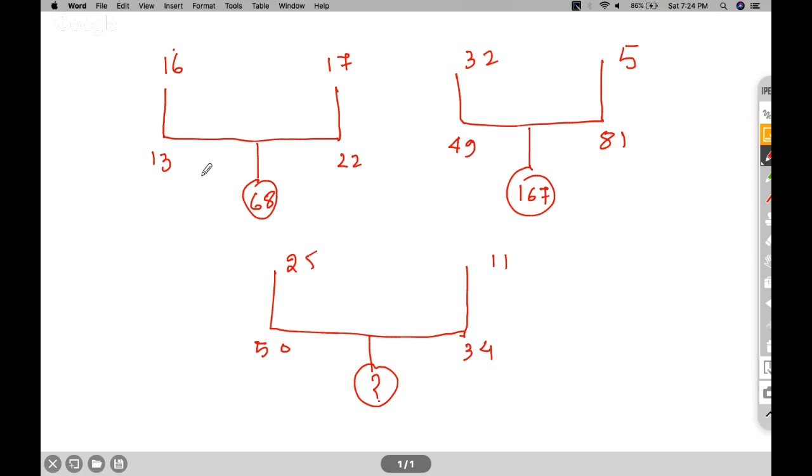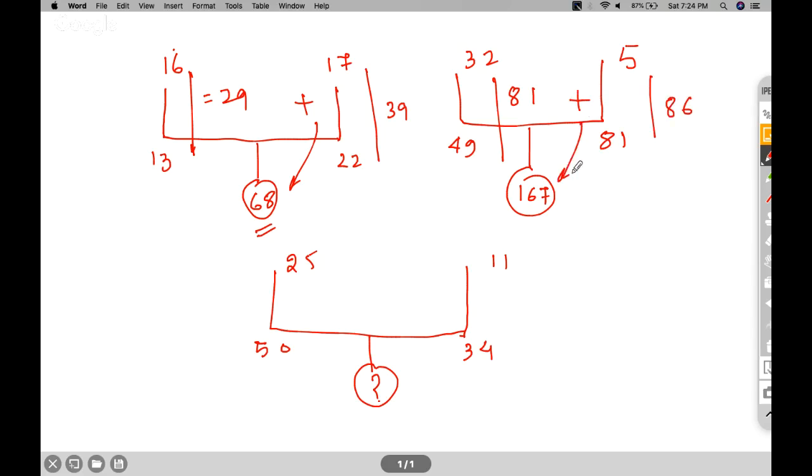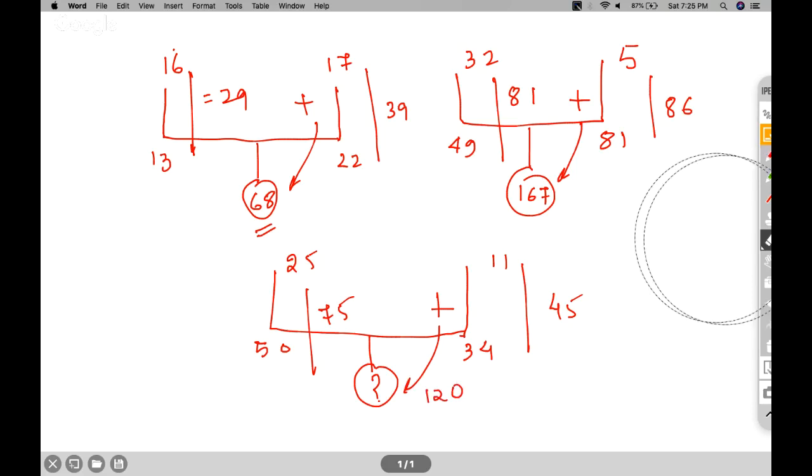Batao. What is it? If you look at 68, you add all the numbers. You add this, how much you get? You get 29. You add this, how much you get? 39. 39 plus 29 is 68. Then you add this, how much you get? 81. Then you add this, how much you get? 86. You add this, you get 167. It means that whatever numbers are written, addition of that has been written in the circle. So I'll add this, it will give me 75, and I add this, it will give me 45. Now 75 plus 45 gives me 120, so I'll write 120 here.